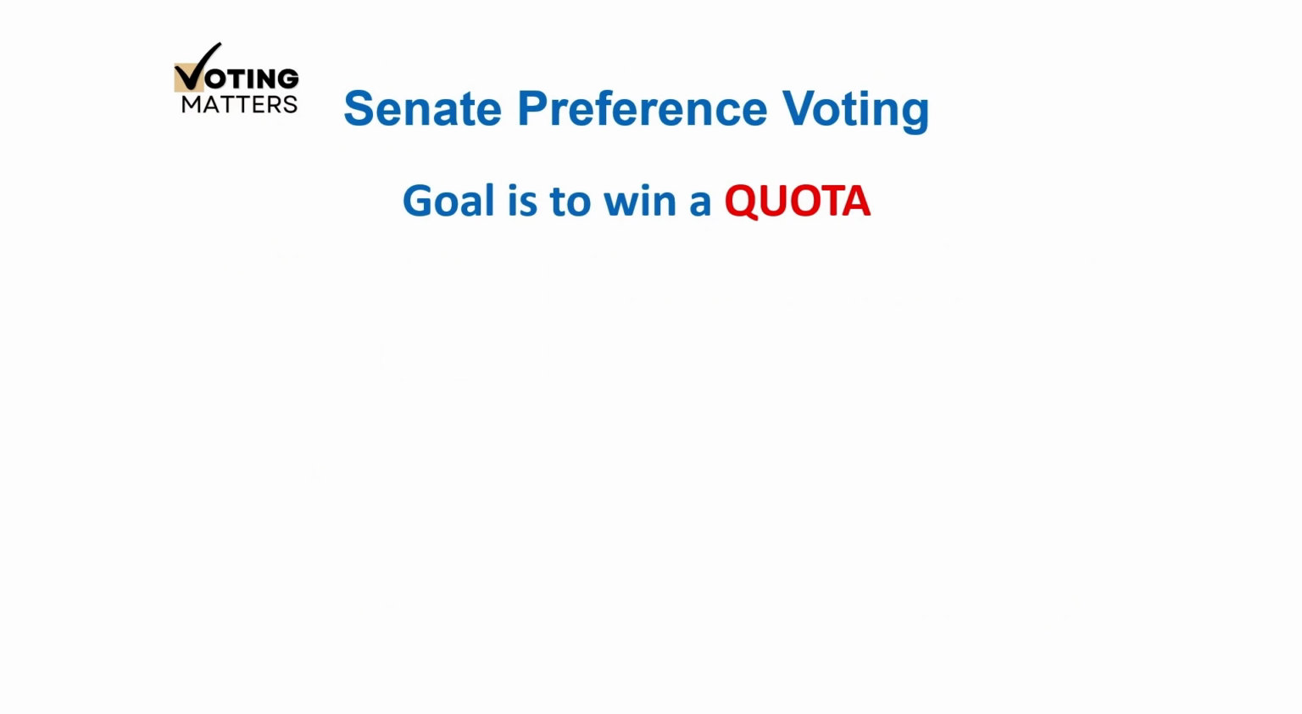Now, in the Senate, the preference voting system works differently to the House of Representatives. Senators represent an entire state or territory rather than a small electorate within it. Its function is to be a house of review for legislation. To win, you must get a quota, not an absolute majority. This is known as proportional representation.